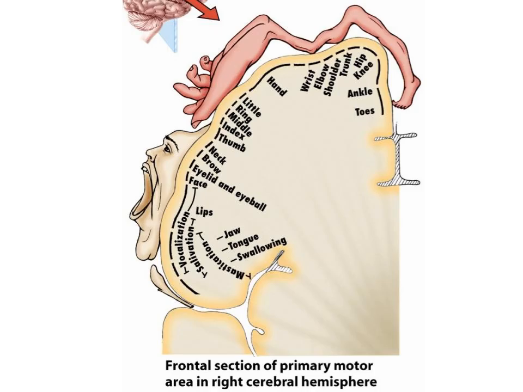This picture just shows a frontal section through the primary motor area located in the right cerebral hemisphere. What you can see is a drawing that maps the different regions of the body that are controlled by different areas of the motor cortex. What you should notice here is that we have proportionally larger amounts of brain controlling the muscles of speech and vocalization, and also the muscles of the fingers and the hands. In comparison, we have a lot less cortical area controlling other areas of the body, for example, the feet, the legs, and so on.